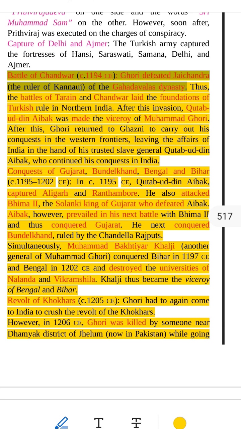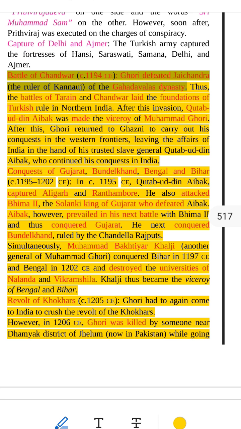In around 1195 CE, Qutb-ud-Din Aibak captured Aligarh and Ranthambore. Around 1195 CE equals around the year 1195. Qutb-ud-Din Aibak was Ghori's general in India. Captured equals took control of. Aligarh equals a city in today's Uttar Pradesh, and Ranthambore, a famous fort in Rajasthan. These were powerful and strategic places. Capturing them gave Aibak more control in northern India.